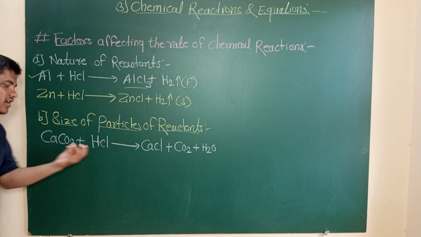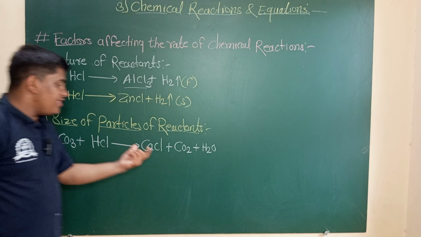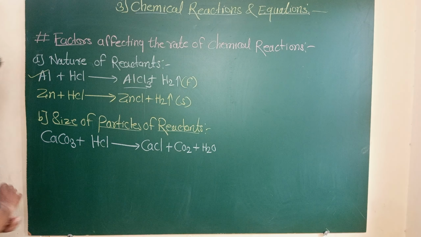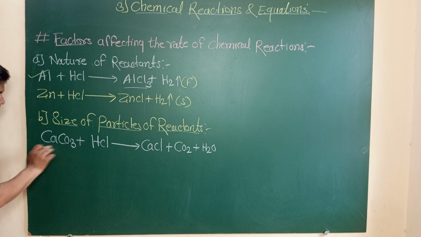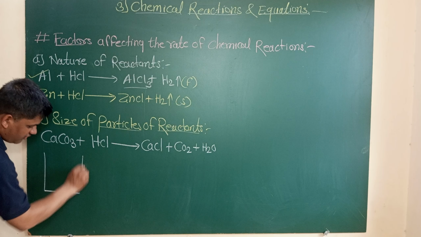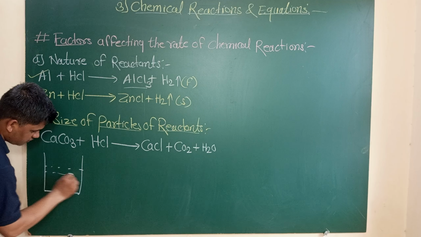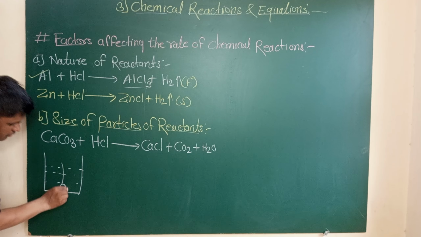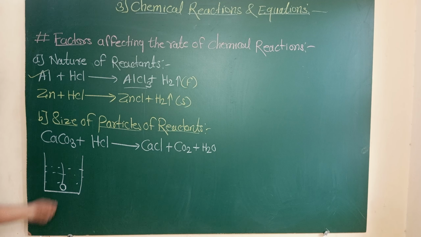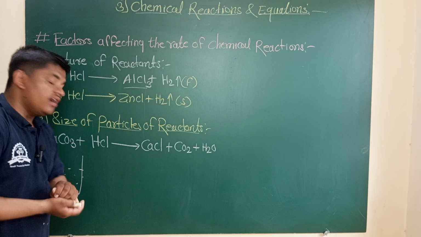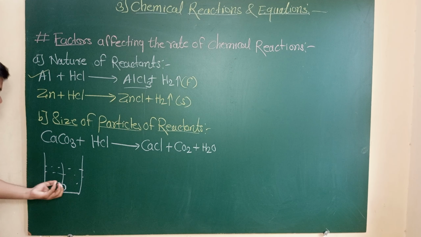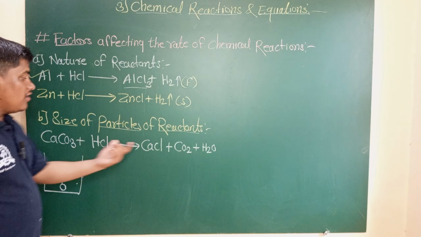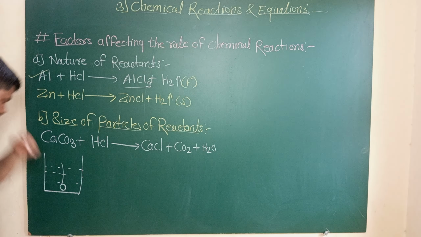When the calcium carbonate is dissolved in the HCl, it is converted into calcium chloride, carbon dioxide, and water. If we keep calcium carbonate crystals deep in the HCl, hydrochloric acid, they take more time to release the carbon dioxide and water, or to form the calcium chloride as a salt.